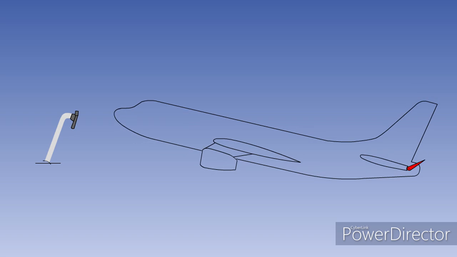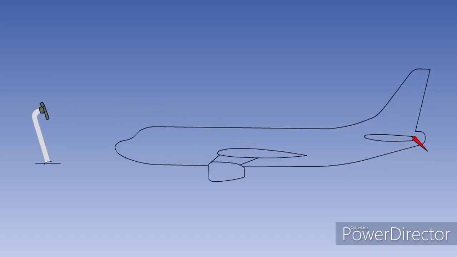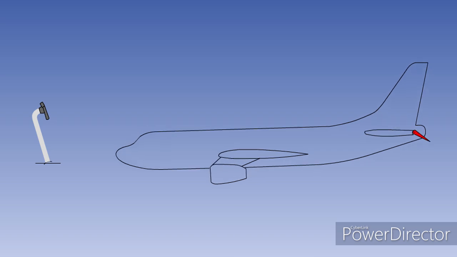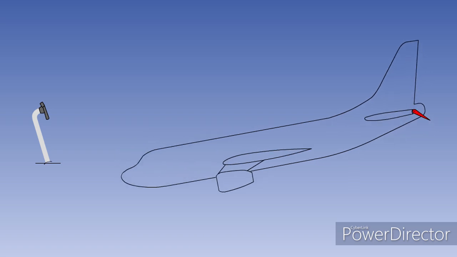This movement produces an aerodynamic downforce on the tail, which will pitch the aircraft nose up. If the pilot pushes the yoke or stick away from himself, then the elevator will move down. An up force will now be produced on the tail, which will pitch the nose of the aircraft down.